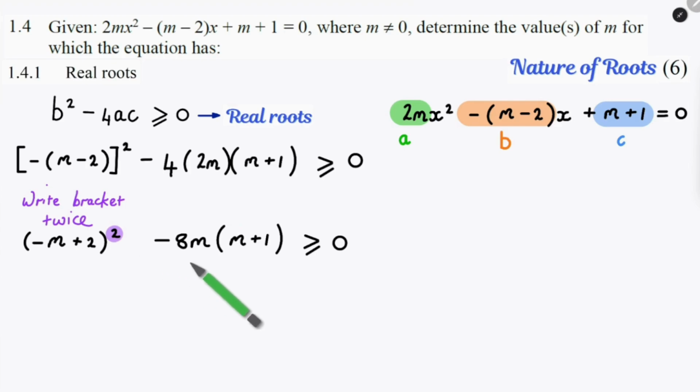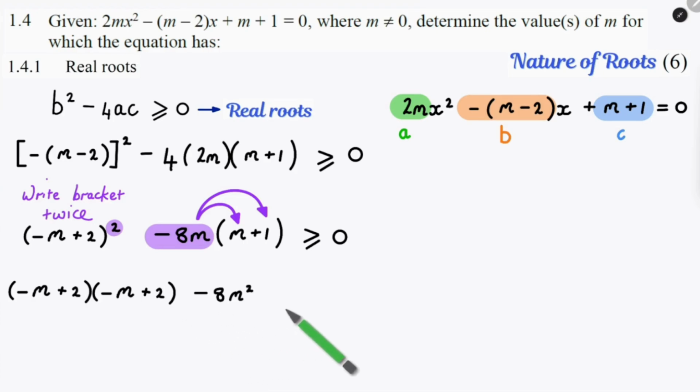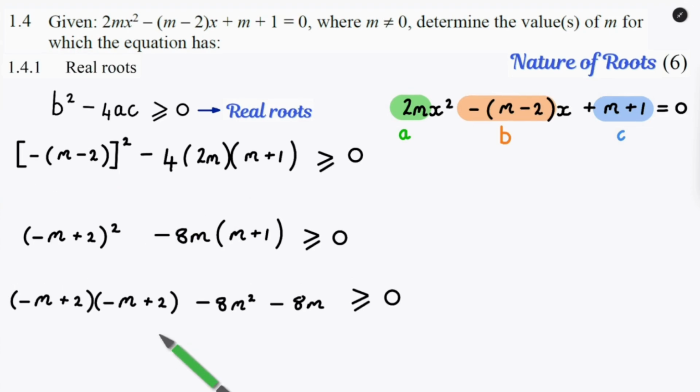And now to simplify further, that square over there is telling me to write the bracket twice. And this minus 8m, I can distribute that inside the brackets over there. Okay, so let's get that bracket there twice, and then minus 8m times m is minus 8m squared, and minus 8m times 1 is minus 8m, and the greater than or equal to 0 stays the same. Okay, now what's the magic word to get rid of these 2 brackets? It's FOIL. We're going to FOIL these brackets out.